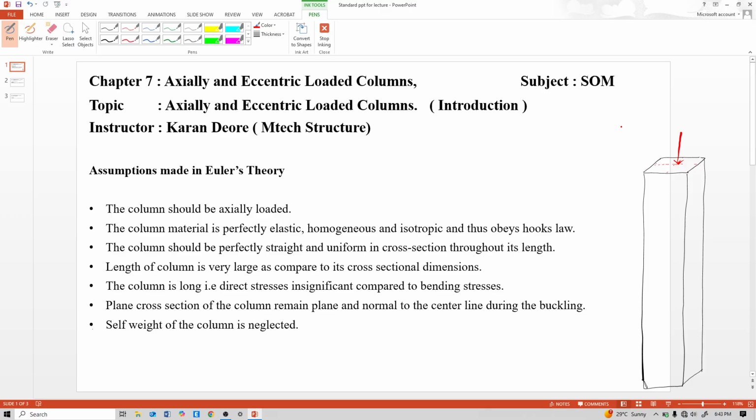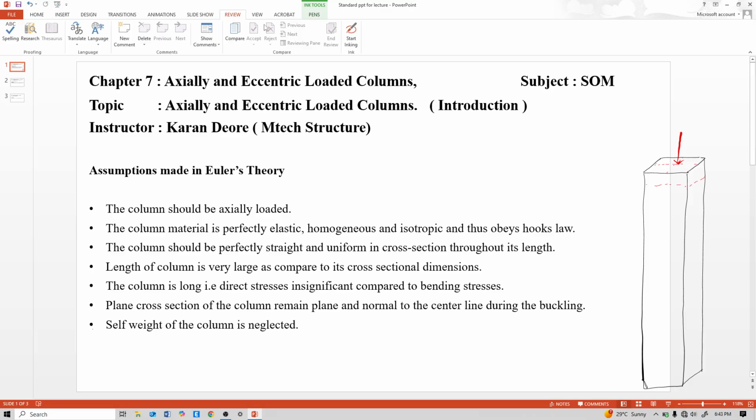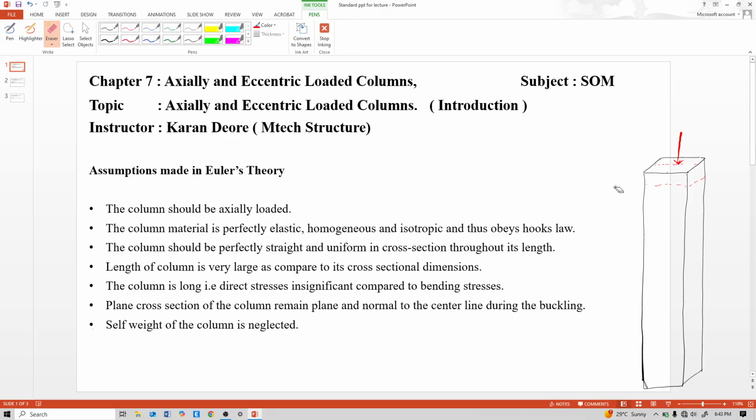See, when we apply load, this red color load, the column deforms slightly, a little bit like this, up to here. And when we remove this load, the column will regain its original position. So this is the meaning of perfectly elastic and not plastic.